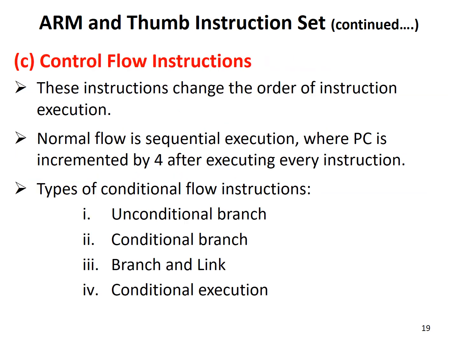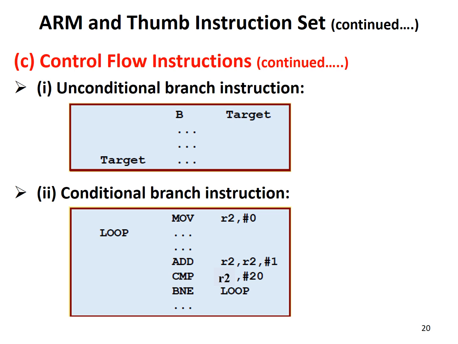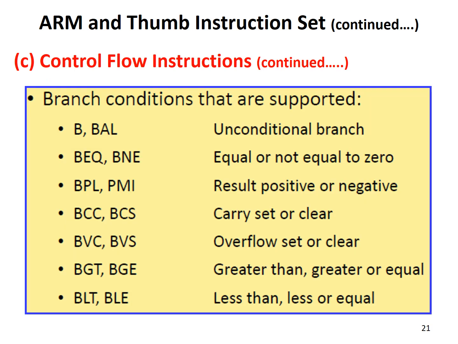Then we will move on to the control flow instructions. There are 4 types of control flow instruction: unconditional branch, conditional branch, branch and link, and conditional execute. We all know that based on a condition the branch will happen. Here, without any condition, the control will move on to some target. Here, based on the condition of branch not equal, the control will move on to the target. These are some of the branch instructions we are using in the ARM processor.